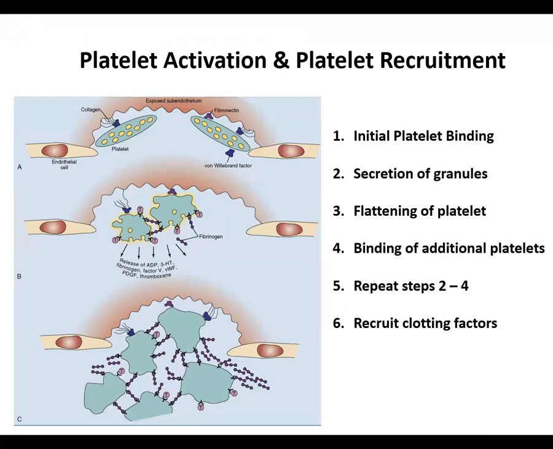The content of the granules that are being secreted, plus the product of the cyclooxygenase pathway, which is thromboxane A2, causes vasoconstriction and the recruitment of coagulation factors and additional platelets. The new platelets are activated so that even more platelets are recruited. This occurs until the plug of platelets has filled in the damaged area within the blood vessel.